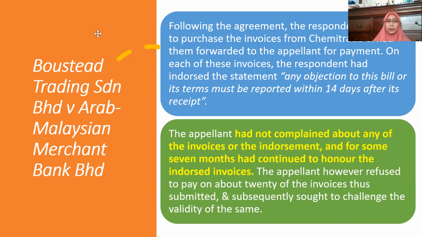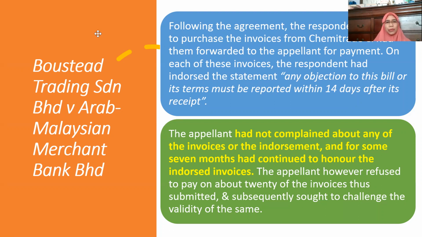Because of the arrangement, the respondent started to purchase the invoices from Chemitrade. And then they forwarded the payment to the appellant. They took the invoices, whatever amount was due, and forwarded the payment. On each of these invoices, the respondent had endorsed a statement, with specific wording: any objection to this bill or its terms must be reported within 14 days after its receipt. The appellant, when they received the invoices, had not complained about any of them, and for 7 months they just continued to honor the endorsed invoices. They received and honored them, they cashed them out basically.